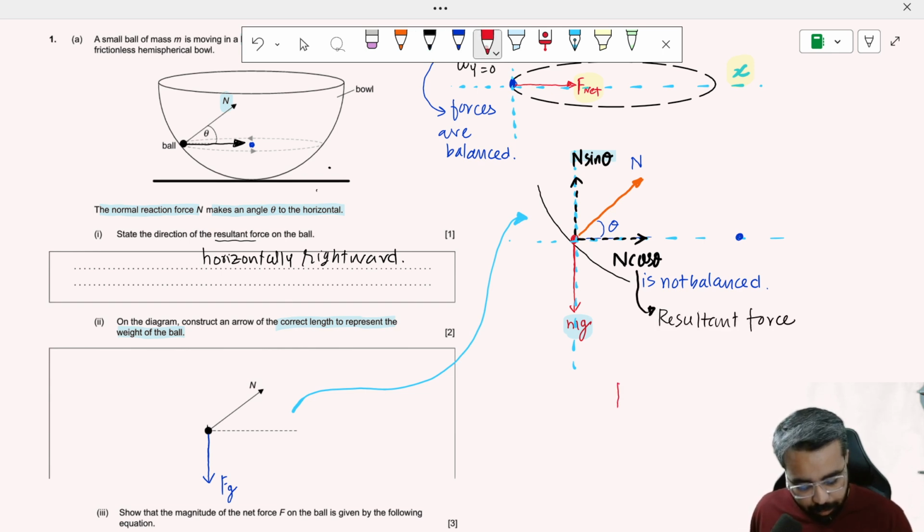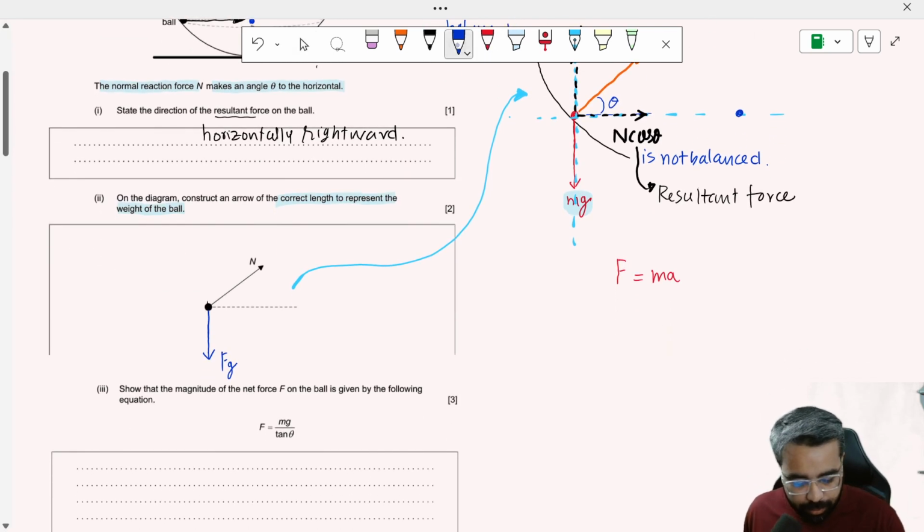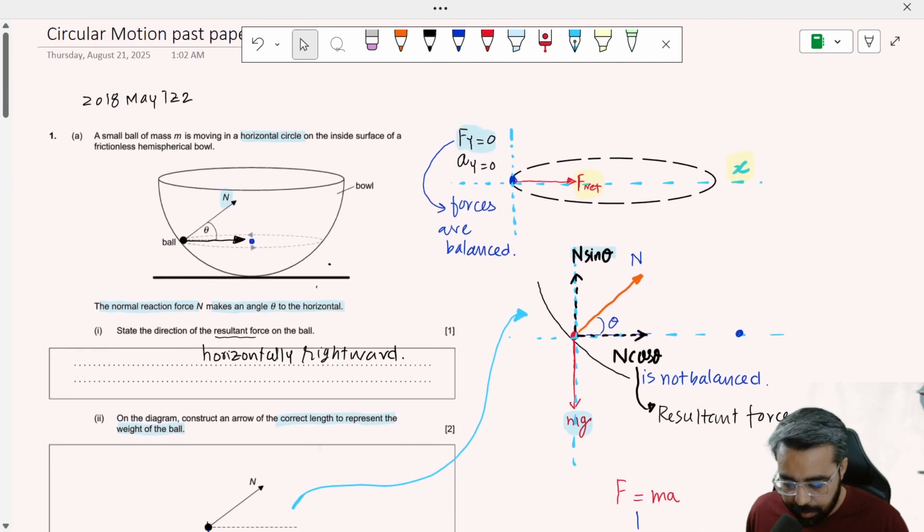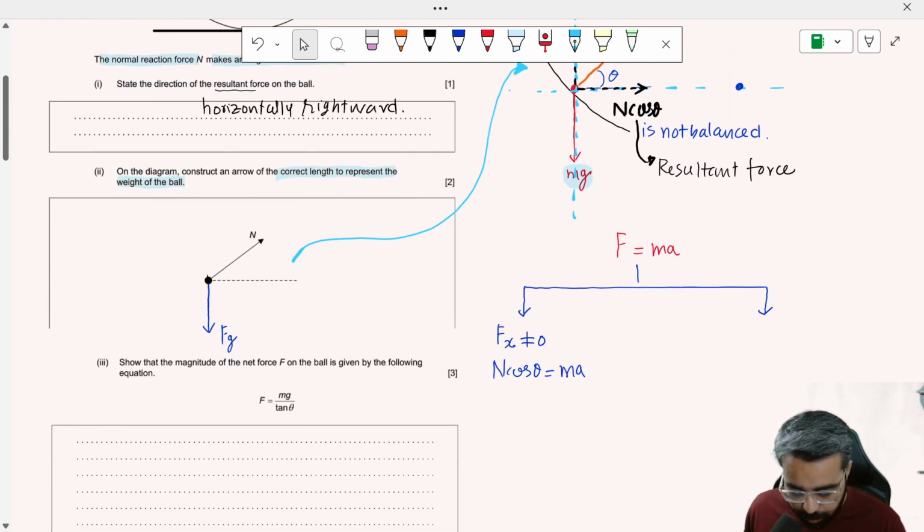When we apply Newton's second law, F equals ma, we are going to apply it along the two axes of our Cartesian coordinate system. The first is Fx, which is not equal to 0. We have just seen that n cos theta equals ma, and in fact this is our centripetal force. So we can call it F. As you see in the next part, this is written as F, the net force, so I'm going to write it F.